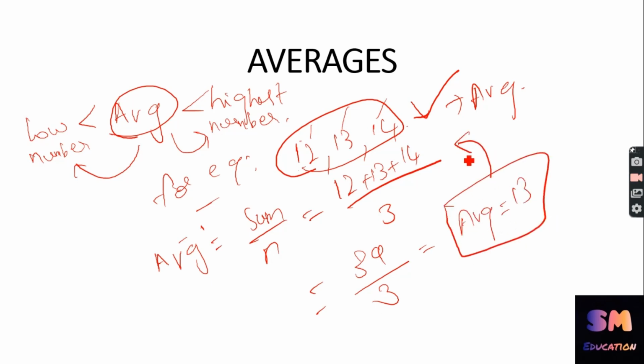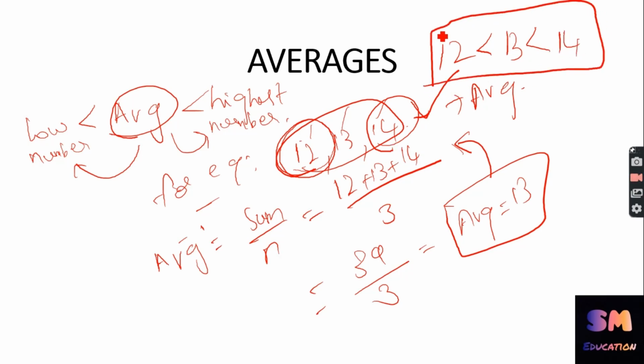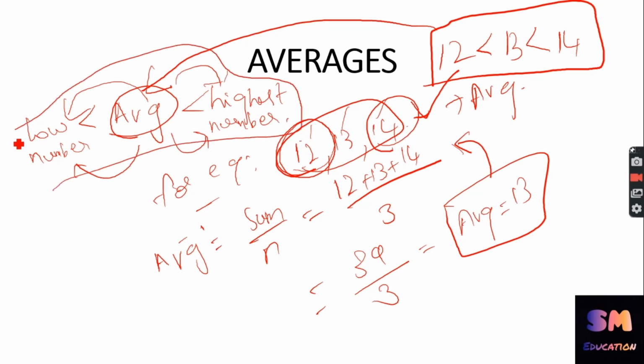By this example, we can tell that 13 is the average value. The lowest number in the given data set is 12, and the highest number is 14. So we can tell that the average value lies between the lowest number and the highest number. This is one of the properties of average. Now this is the concept of average. Let's solve some problems in average.